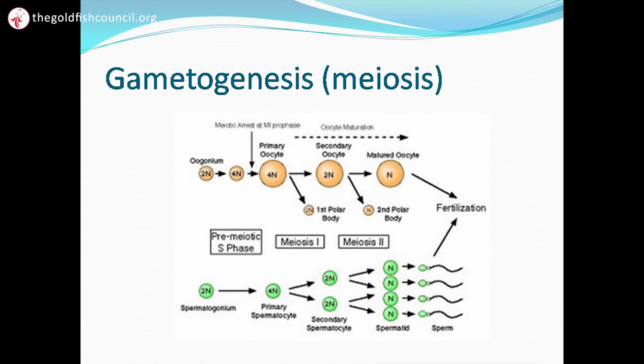The other process is called meiosis, which is gametogenesis, and this is how the egg cells and the sperm cells are formed. So you start with diploid cells in the testes and in the ovaries, and this is where polar bodies actually come from during the meiosis stage, where you have a primary oocyte, then goes to a secondary oocyte, and you get down to the haploid where it only has one of each chromosome.